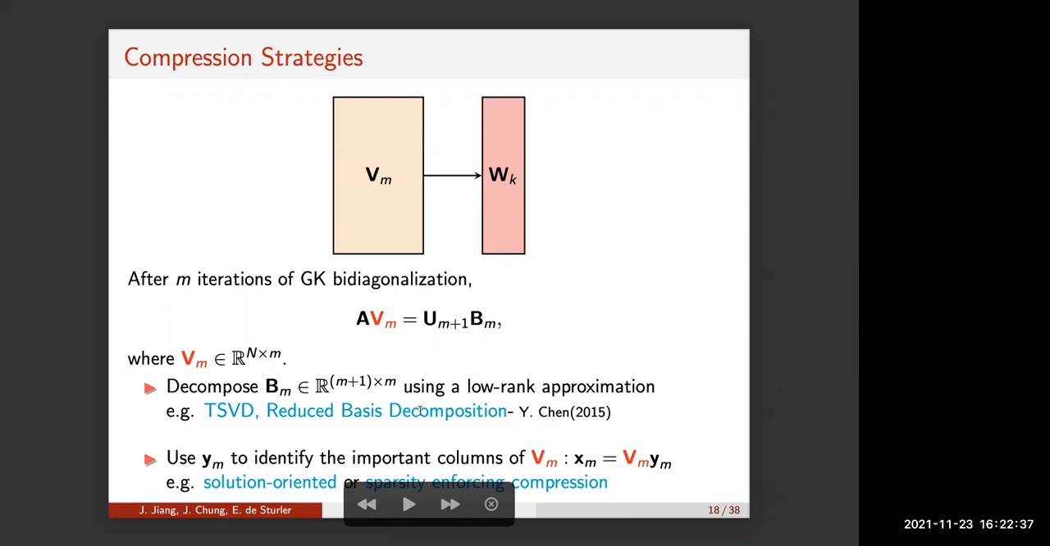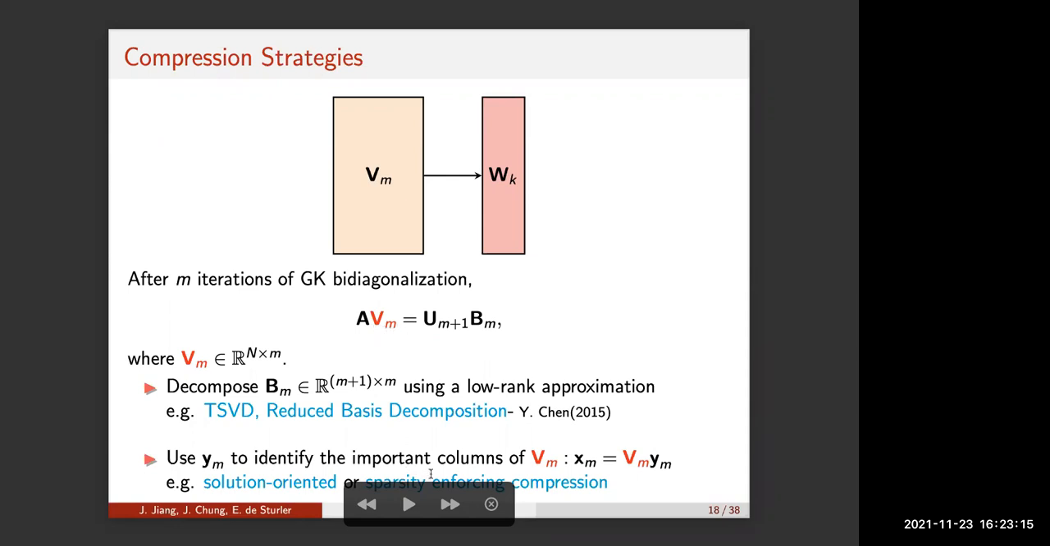The first two methods are based on the low rank approximation of the projected matrix B_m. Since we know B_m is an ill-conditioned matrix, we can do a low rank approximation, such as truncated SVD or reduced basis decomposition, on the projected matrix B_m. When we do the low rank approximation, the number of columns of B_m becomes smaller. Based on this equation, we can reduce the number of columns of the matrix V_m.